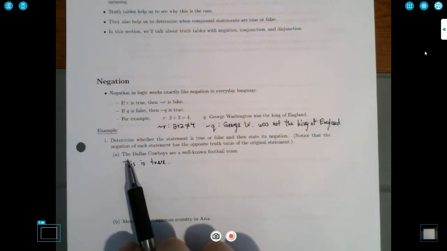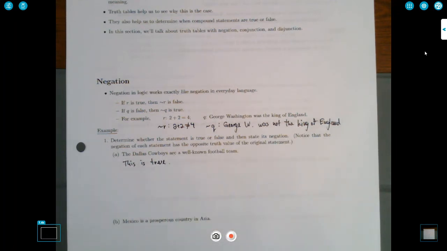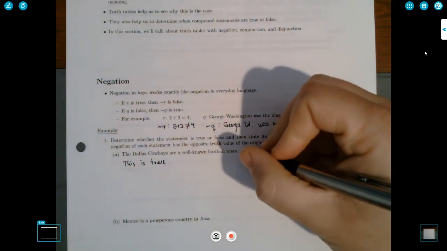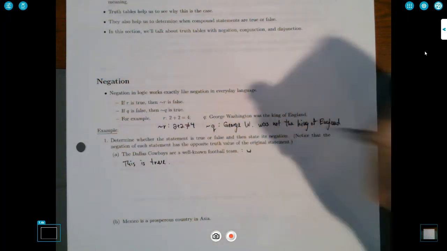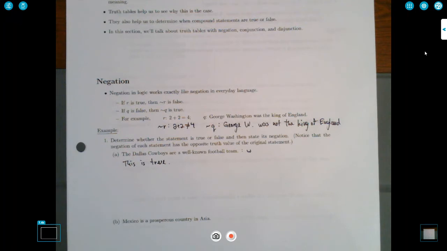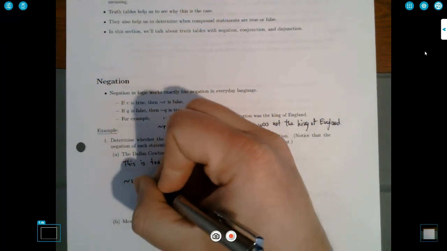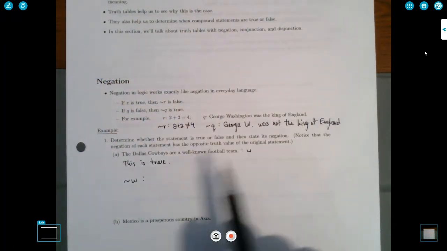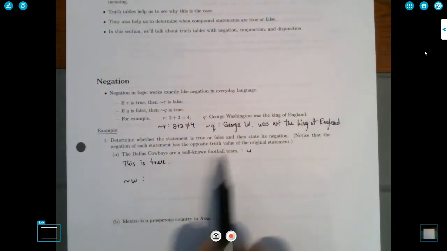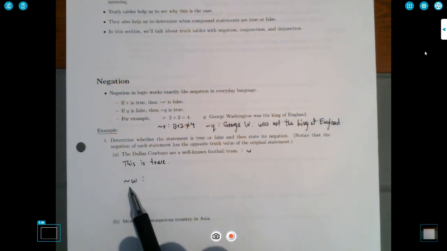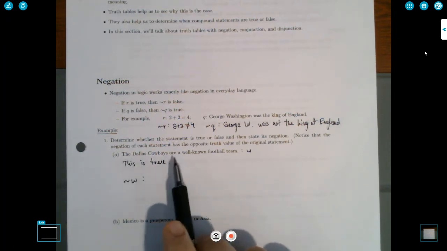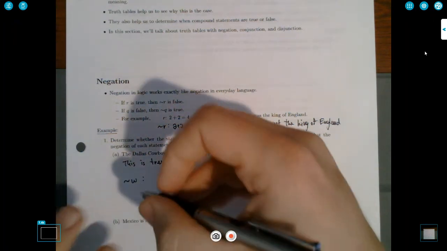So the statement is the Dallas Cowboys are a well-known football team. I might call that statement W, for well-known. Then the question is, what is the statement not W? What would that say? Well, if W is the statement the Dallas Cowboys are a well-known football team, then not W would be the Dallas Cowboys are not a well-known football team.